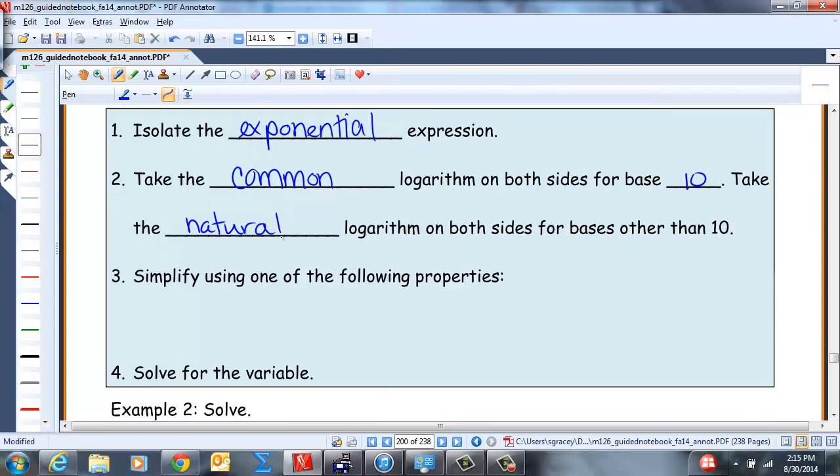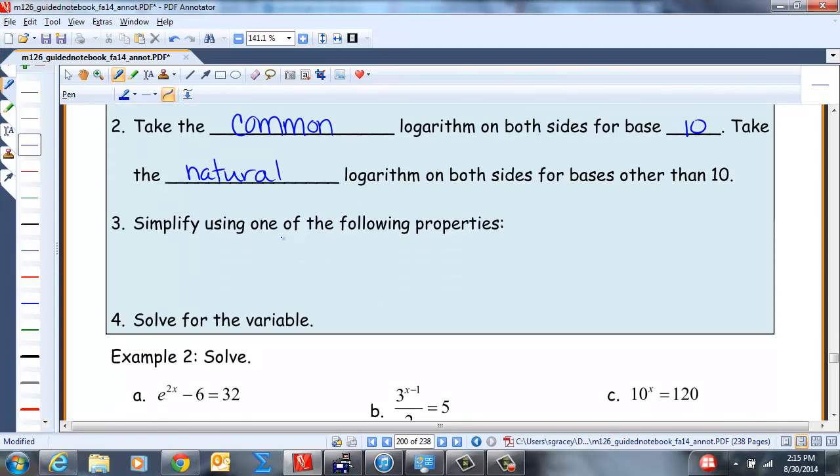So then you simplify using one of the following properties. If you did common log on something that had a base of 10, one side of your equation would be log of 10 to the x, and that would just be x. Another property would be if you have a base of e, you'd have natural log of e to the x, and that would just be x.